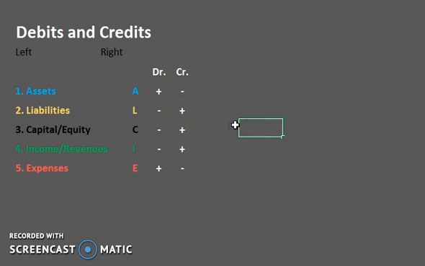Now, once we get into those T accounts, it's going to make a lot more sense. But until then, remember this handy dandy little chart, and it should help you really master those T accounts and journal entries a lot faster. So let's move on to T accounts and happy studying.